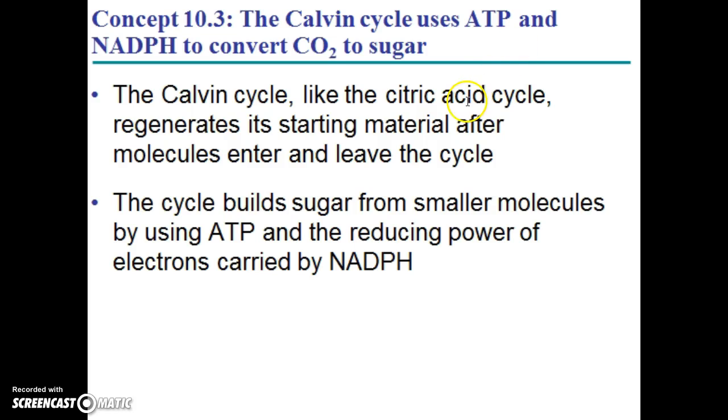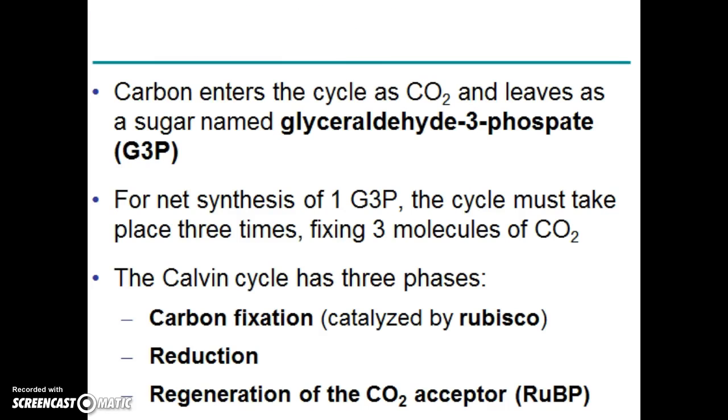It is similar to the citric acid cycle. We have things entering the process or the cycle. We have things leaving it. What's leaving the Calvin cycle is G3P, glyceraldehyde 3-phosphate. It's a 3-phosphate or 3-carbon sugar. Notice that this is not exactly glucose. We need several of these to combine together to actually make glucose. So it's not glucose yet, but it is a sugar. It is a 3-carbon sugar. This is what is leaving the Calvin cycle.